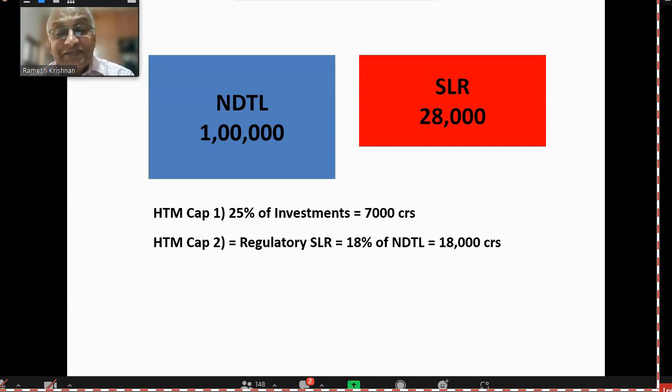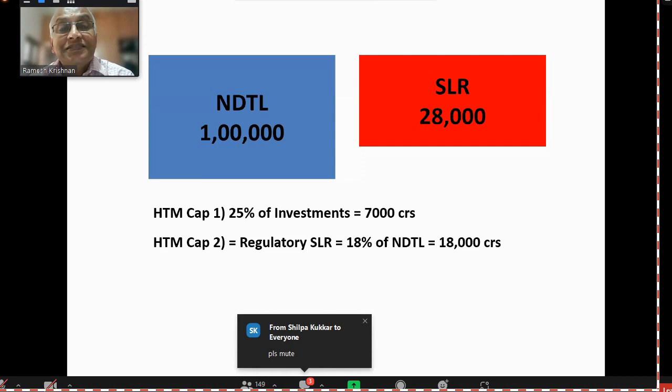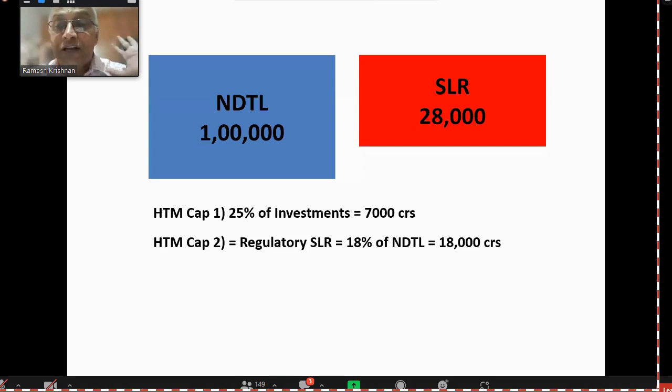Sir, clear? I have a doubt, sir. Sir, SLR to be 18,000 crores, but why is it 28,000 crores there, sir? 28,000, I have not said SLR. I have said SLR portfolio. I will change that heading. Investment portfolio is 28,000. Out of that, HTM can be only 18,000. HTM can be only 18,000. Good question.